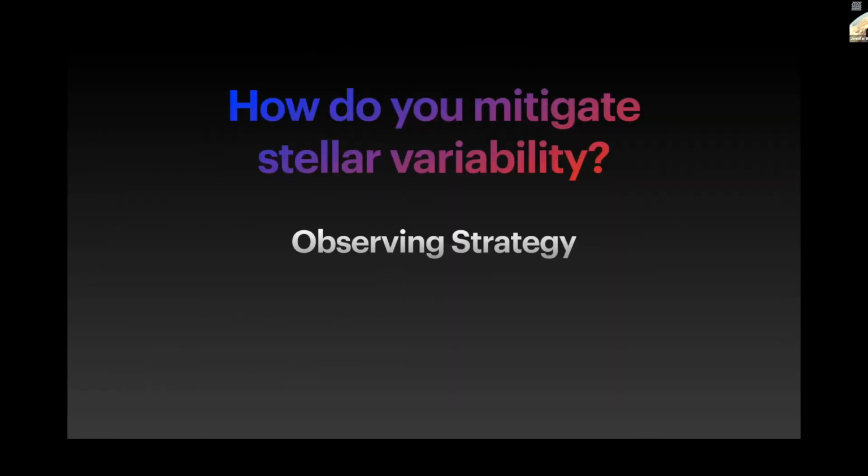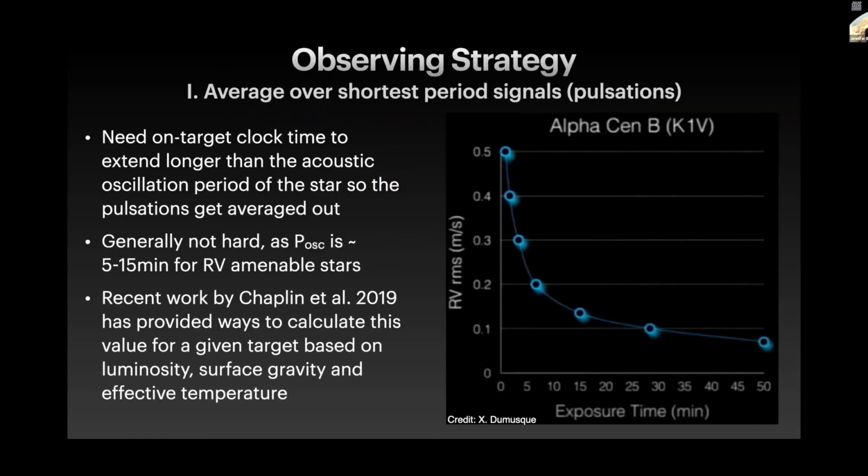Now, once you've decided which stars you do and don't want to observe, you then have to decide how to observe them. And good observing practices can also help to mitigate stellar variability, especially the shorter period signals. I think Heather, or maybe Heather and Annalise, already talked about this a bit, but the first and easiest to address signals are the stellar oscillations.